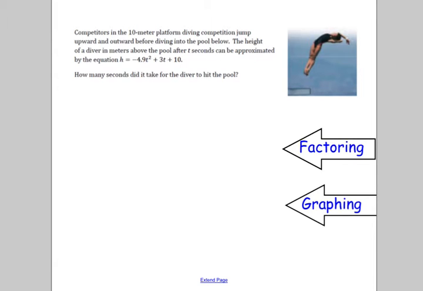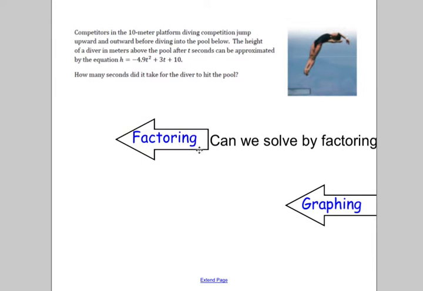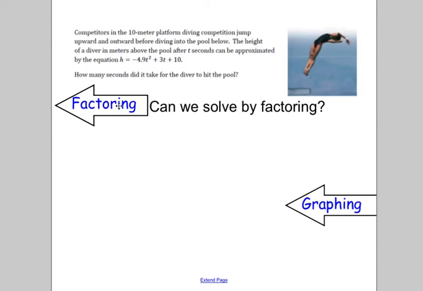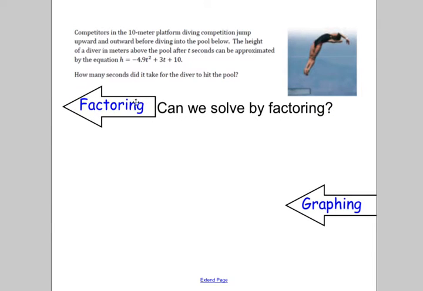The first thing I would notice is it's a quadratic because my leading term is a t squared. The next thing I would look at is I see that there are decimals. So what I would do is ask, could I factor this? Can we solve this one by factoring? Maybe, but with that 4.9, it just makes things really nasty, and I wouldn't even want to try. So factoring is out. That's a no.